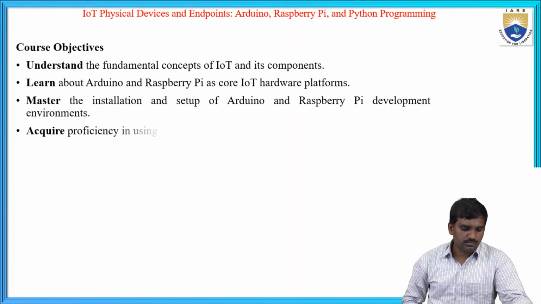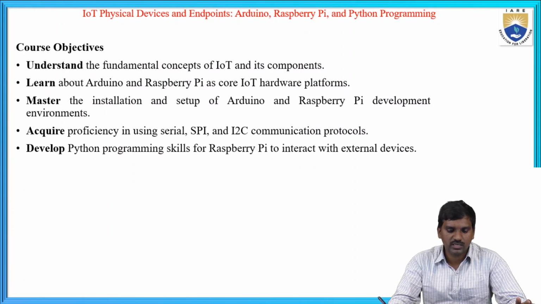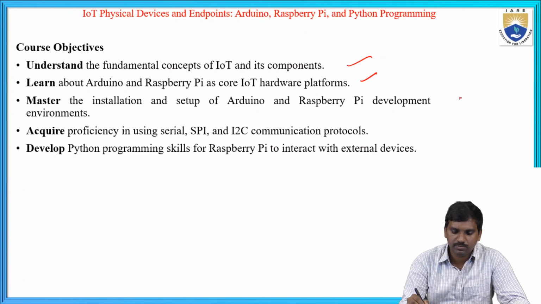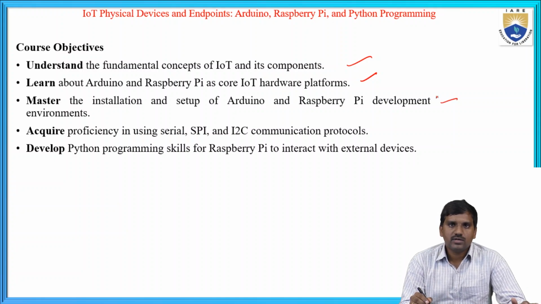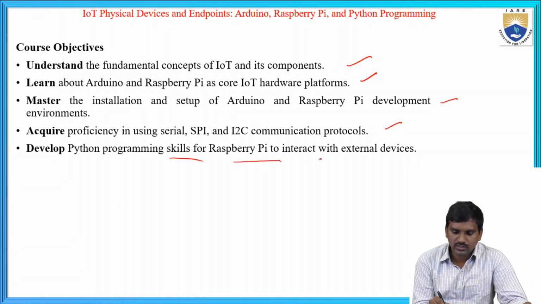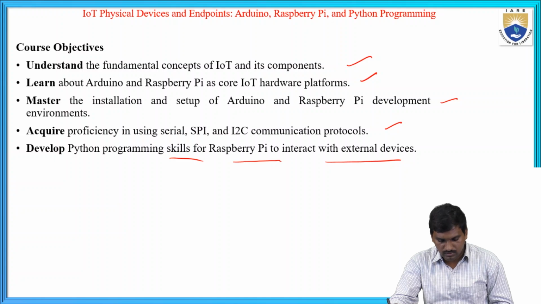So these are some course objectives. Understand the fundamental concepts of IoT and its components, and learn about Arduino and Raspberry Pi as core IoT device platforms. Very important. Next, master the installation and setup of Arduino and Raspberry Pi development environments, and acquire efficiency in using serial, SPI and I2C communication protocols. Develop Python programming skills for Raspberry Pi to interact with external devices. These are some course objectives I am going to explain in the course.